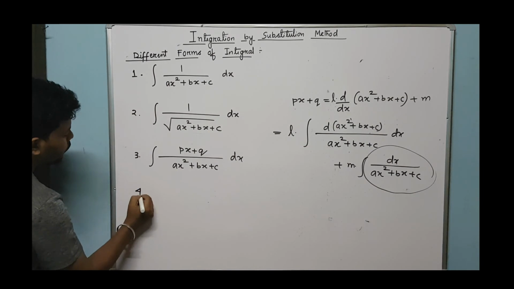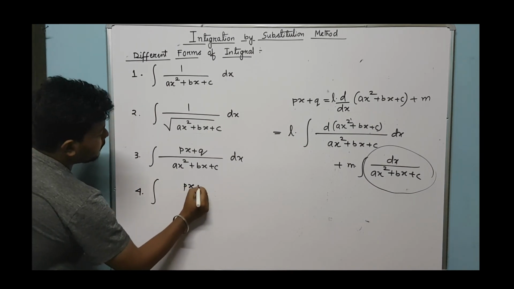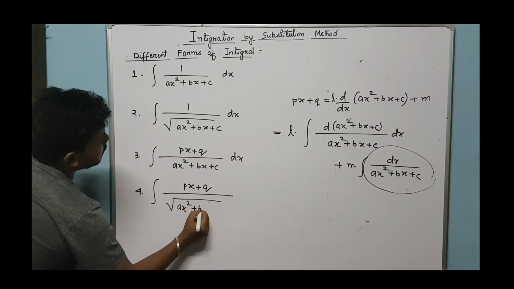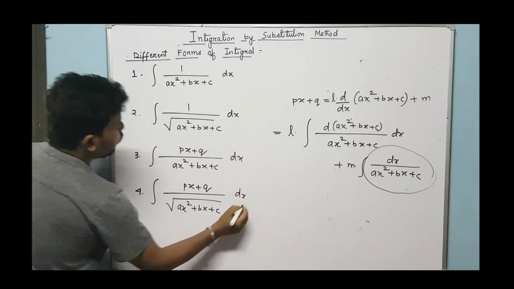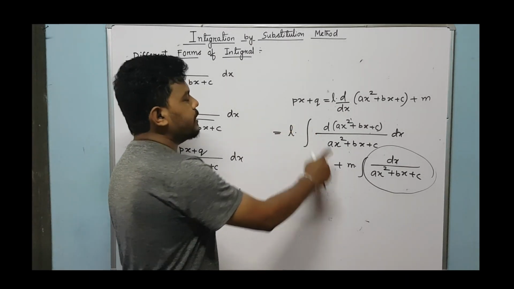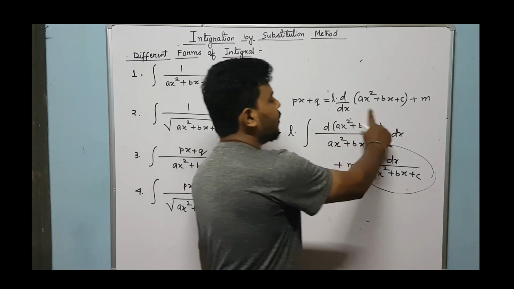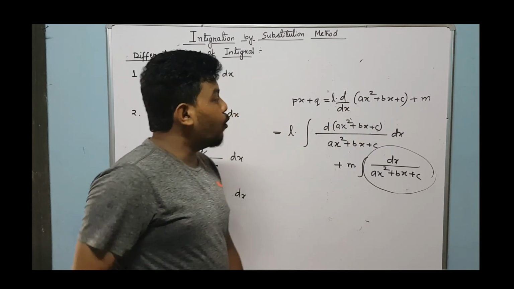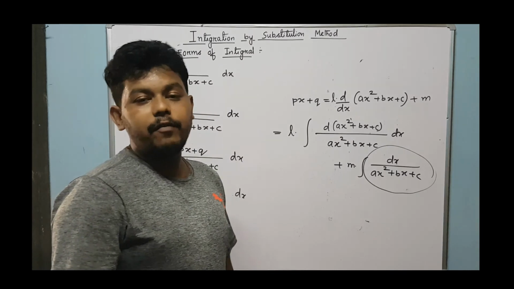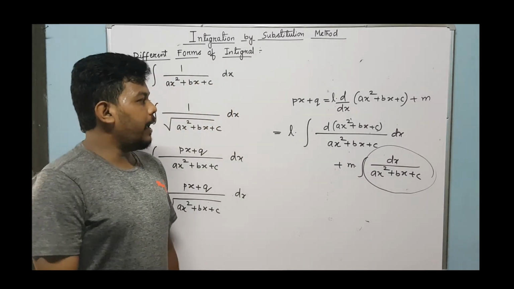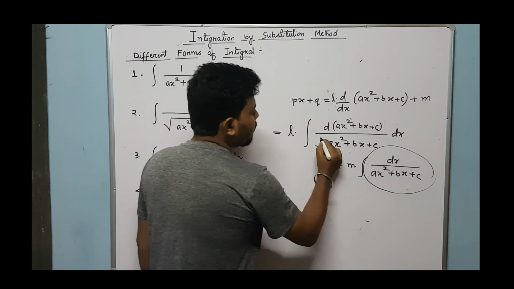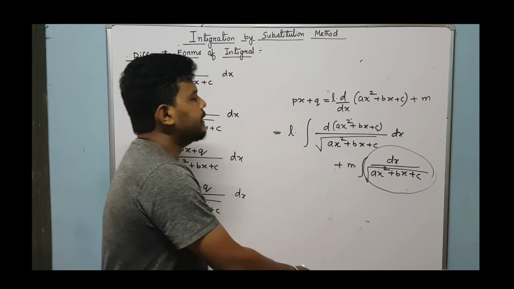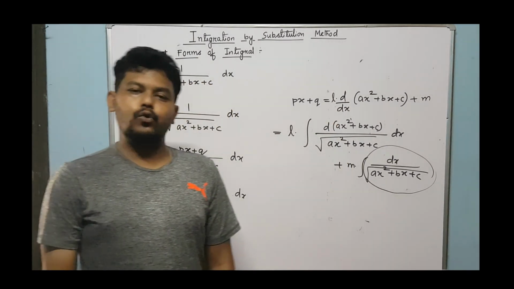And number 4th form is px plus q by square root of ax square plus bx plus c. In this case, we again write px plus q is equal to l into derivative of ax square plus bx plus c plus m. Then with equating the powers of x in both sides, we find the values of l and m. Then the integral becomes this and this. This is your form 2, and this is dt by root t is twice root t.